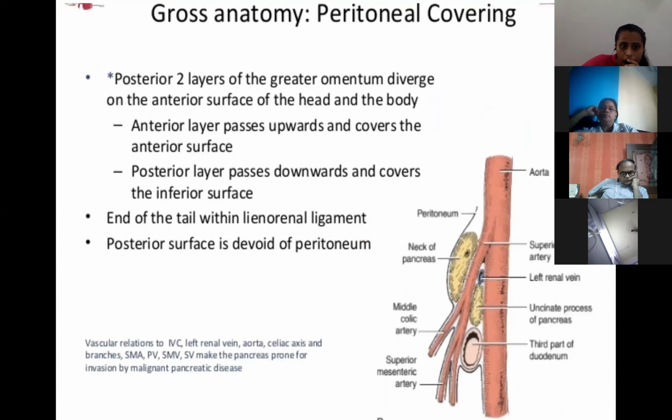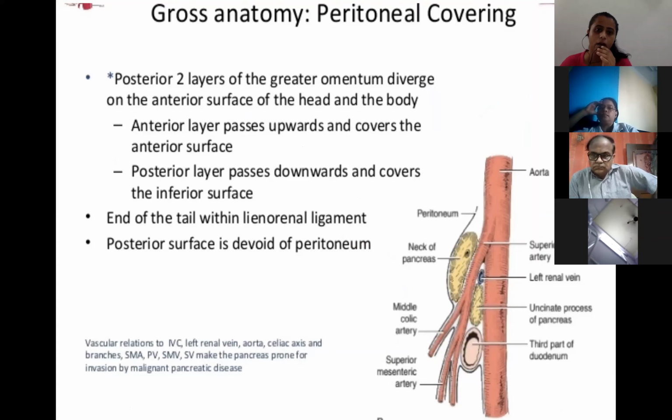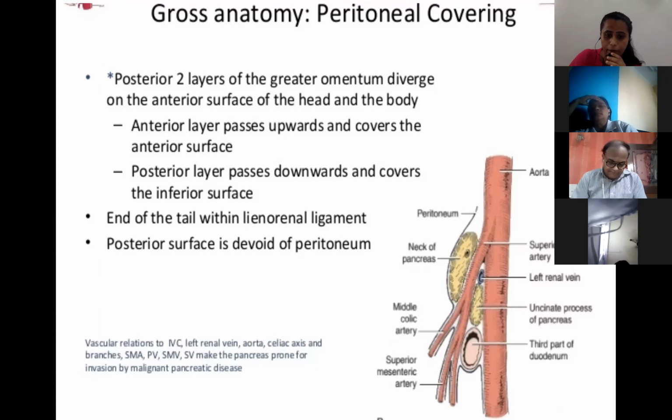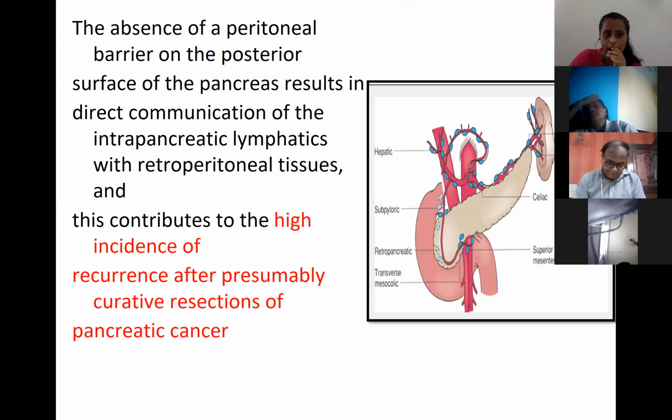Now peritoneal coverings. Posteriorly, two layers of the peritoneum diverge on the anterior surface of the head and the body. The anterior layer passes upwards and covers the anterior surface, while the posterior layer passes downwards and covers the inferior surface. The end of the tail is within the lienorenal ligament, while the posterior surface is devoid of peritoneum. The clinical significance is that because it is devoid of peritoneum, this contributes to the high incidence of recurrence of carcinoma pancreas even after resection.